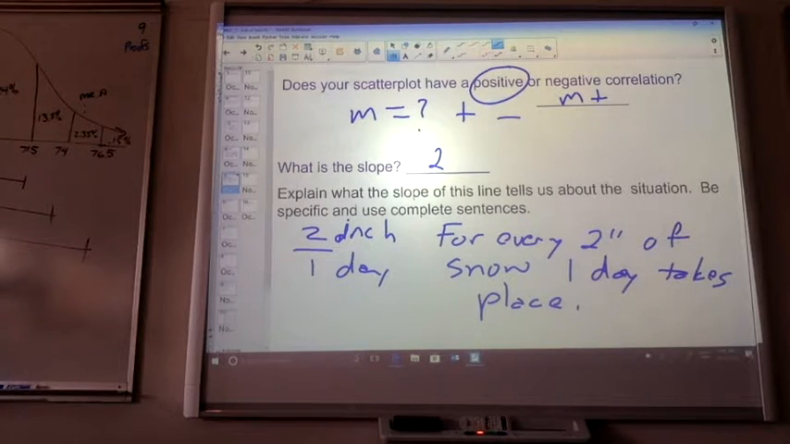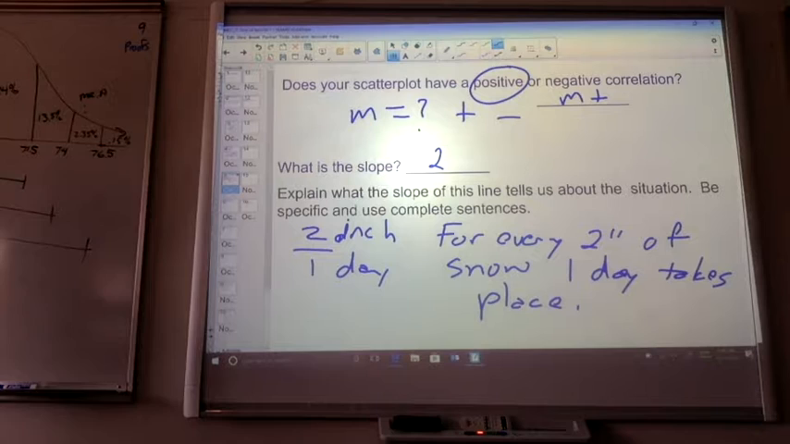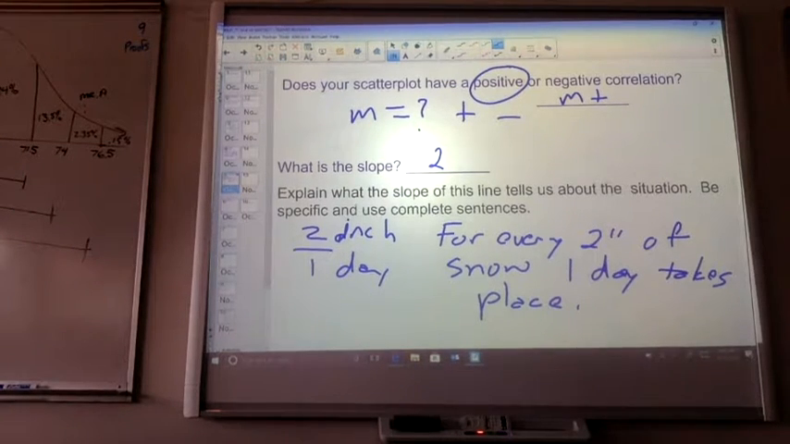For every 2 inches of snow, 1 day takes place. That's what our slope means in the context of this problem. What do you think? Is that verbiage we might be able to understand?